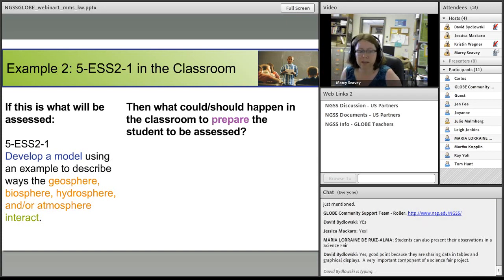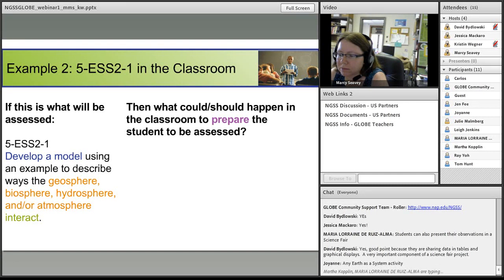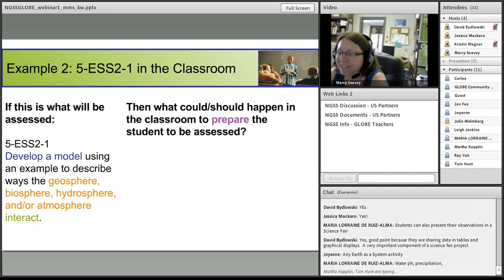Does anyone have any ideas about GLOBE activities that students might do in their classrooms to get ready to be assessed on this standard? And you can type into the chat window. Any of the Earth as a System activities, water, pH, and precipitation. I'm just going to read aloud the ideas so that we have it both in the audio recording and in the text chat log.